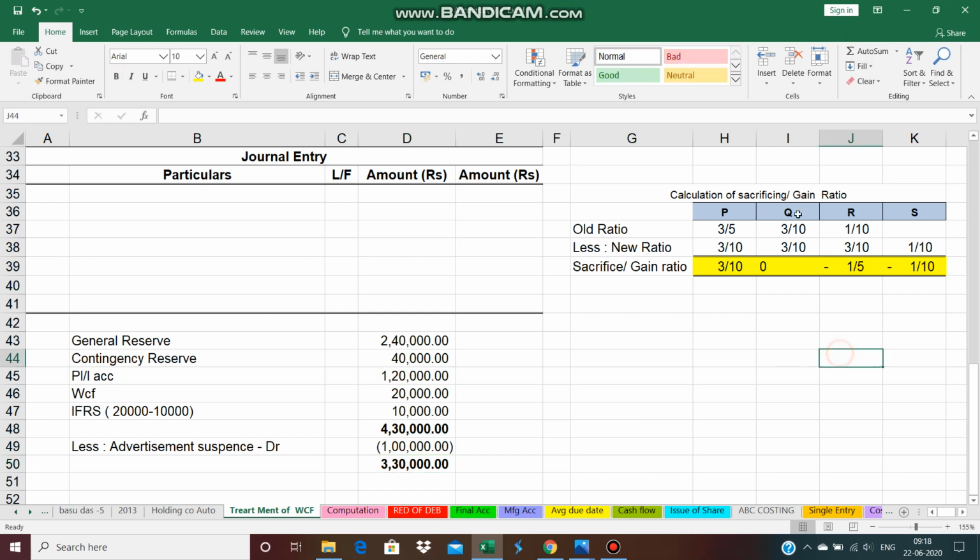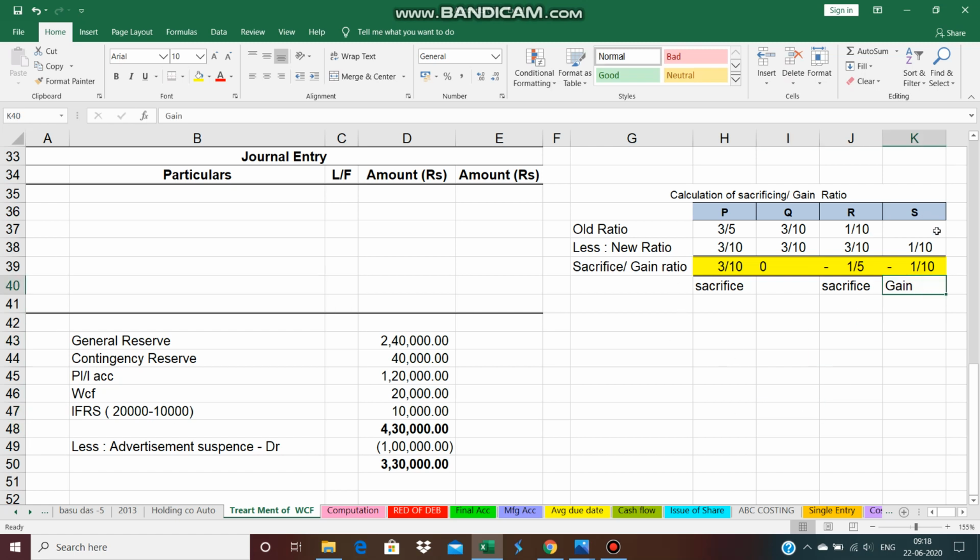Now see, we have already calculated the gaining and sacrificing ratio. So we know that old ratio minus new ratio gives the sacrificing ratio. So P has a sacrificing share, as it is positive. Q neither sacrifices nor gains, and S is the partner who gains, as he is a new partner, he always gains. So what will be the journal entry?